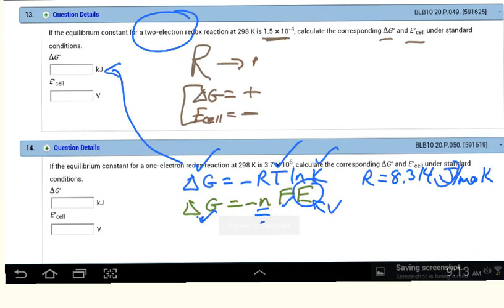When you do the one on number 14, be wary, n has changed, but other than that, it should be pretty straightforward.